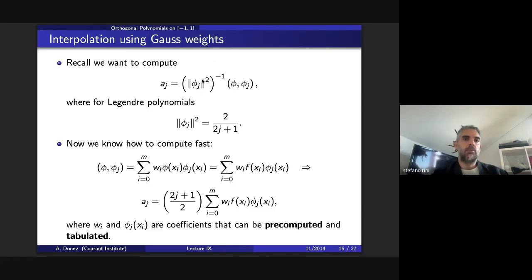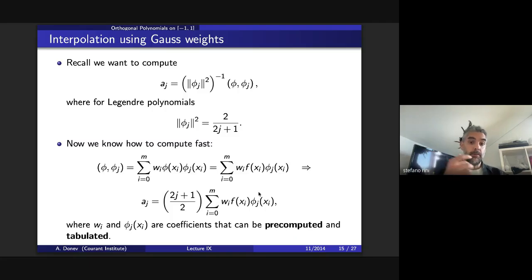So going back, we want to compute this a_j. We were looking for the coefficients for the Legendre polynomial, which were the phi, not the psi. The Legendre polynomial has a nice expression for its norm squared. So now we know how to compute quickly the multiplication of the polynomial basis times the interpolating polynomial with the basis j, which gives the expression for a_j. Basically, the value of the function is here, f of xi.